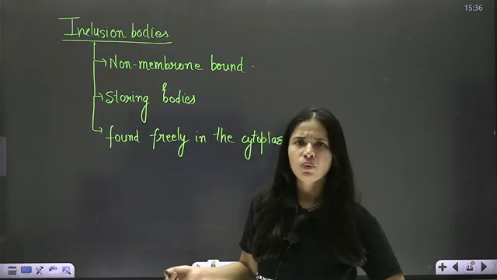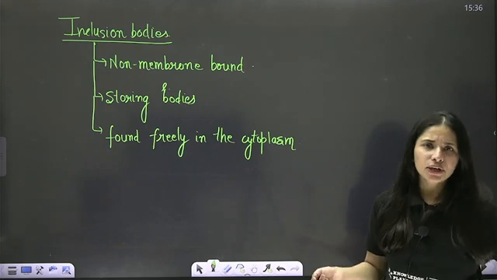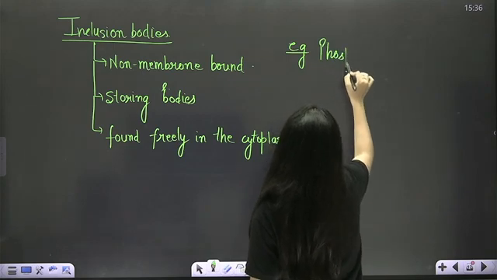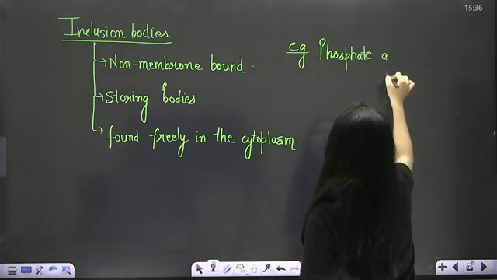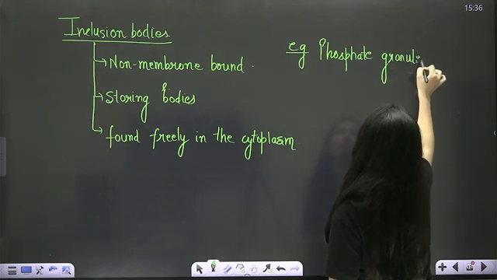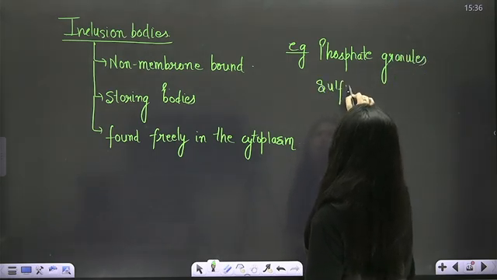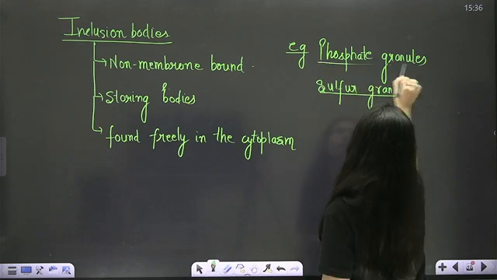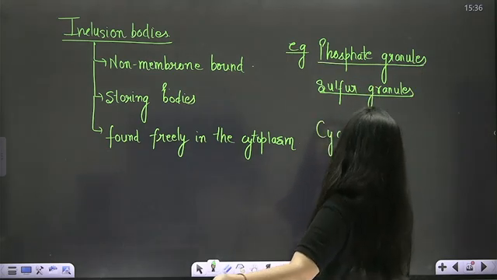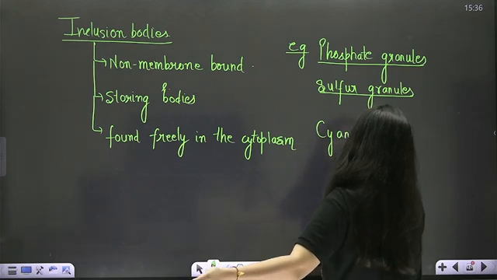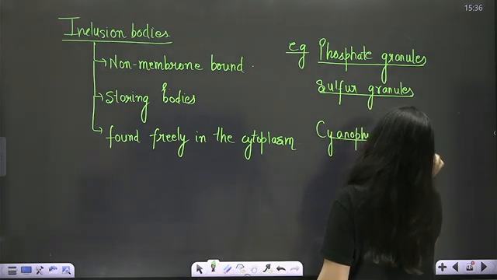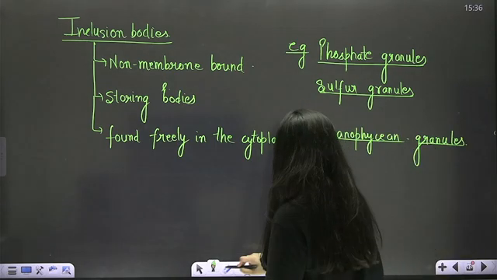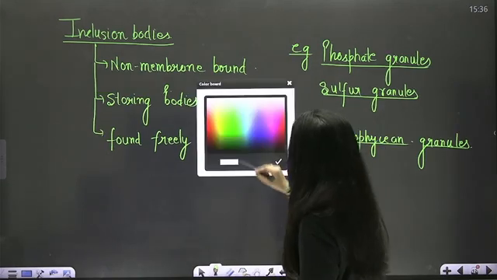Now, what is their function? Function is storing. What storing? Storing any kind of reserve material, like for example, phosphate granules are responsible for storing phosphate. Sulfur granules are responsible for storing sulfur. Then cyanophycean granules, etc. Right? Clear?